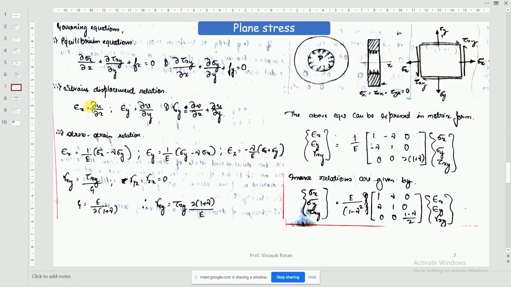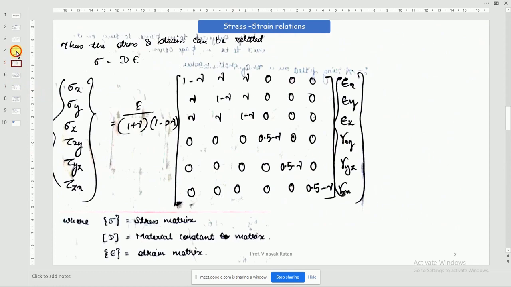No σz. And similarly in the strain displacement relations, only εx and εy will be there, and γxy, not the third component. And in the stress-strain relations, εx, εy, εz will be there, the strain will be there, not the stress. Remember this. Strain component is there. So you can see here, to find out εz, in the previous class we have gone through.